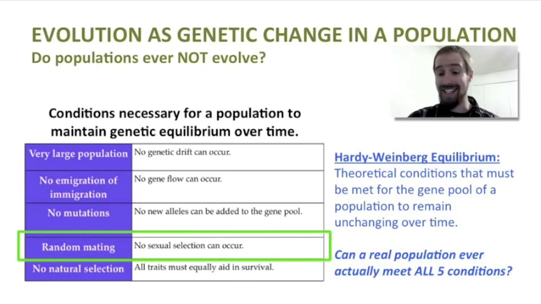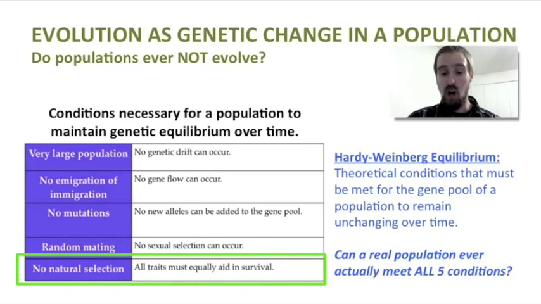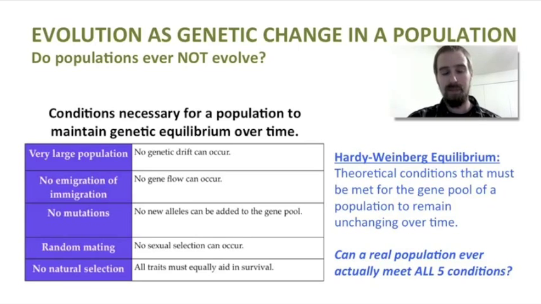Every individual has an equal chance of mating and passing on their genes. And 5. No natural selection. All variations contribute equally to the fitness of organisms in that population, and every individual has an equal chance of survival. If all 5 conditions are met, then theoretically the population would never evolve and its gene pool would never change.